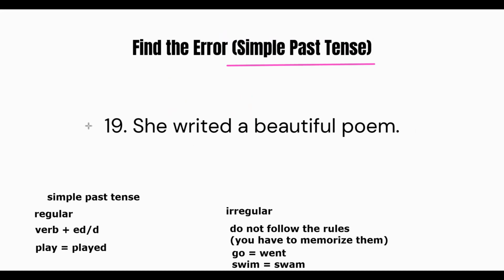19. She writed a beautiful poem. So writed is our mistake. So we would not say writed, we would say wrote. So the past tense form of write is wrote. She wrote a beautiful poem.